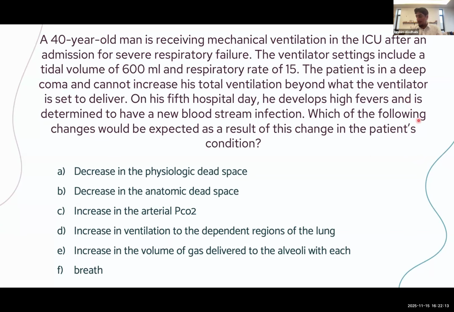This is a much harder question, honestly, but I felt the need to include it. Oh, F is not an option. F is part of E. The breath is not just a. Okay, so we have C.